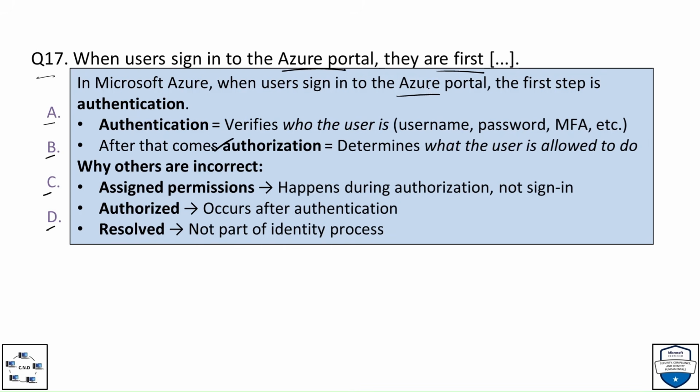So in Microsoft Azure, when users sign in to the Azure portal, the first step is authentication. Authentication verifies who the user is through username, password, or MFA. And after authentication comes authorization, which determines what the user is allowed to do.